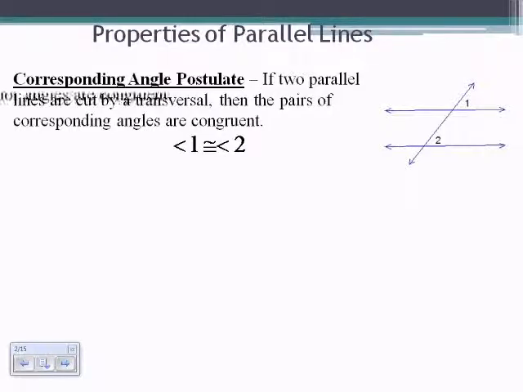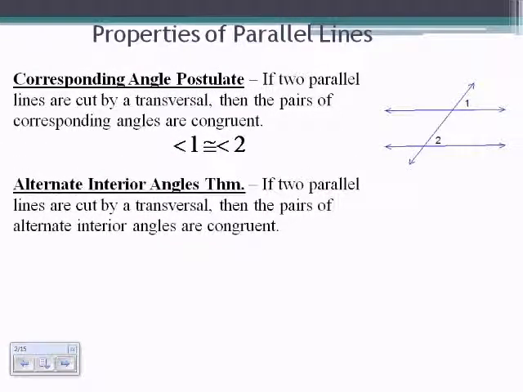Along this theme, we have the alternate interior angles theorem. If two parallel lines are cut by a transversal, then the pairs of alternate interior angles are congruent. In our example, angles 3 and 4 are alternate interior angles, and seeing as how the lines being transversed are parallel, angle 3 and angle 4 are congruent.